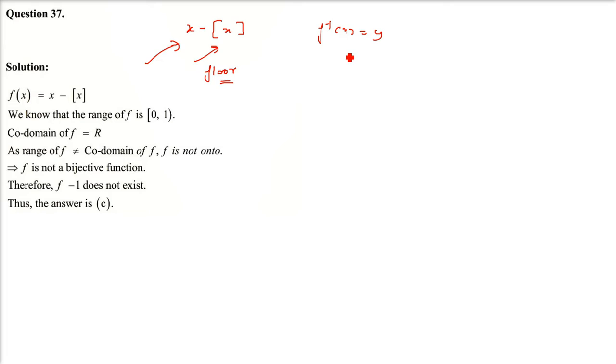So how to do this? We'll just do the normal way. But the scenario here in this question is that the range will always be 0 to 1 for this particular equation. Let us take some values. If you take 2 minus the greatest integer function of 2, this will give you 2 minus 2, that is 0. If you take the greatest integer function of 1, because it is an integer, it will give you the same number. So 1 minus 1 is going to be 0.